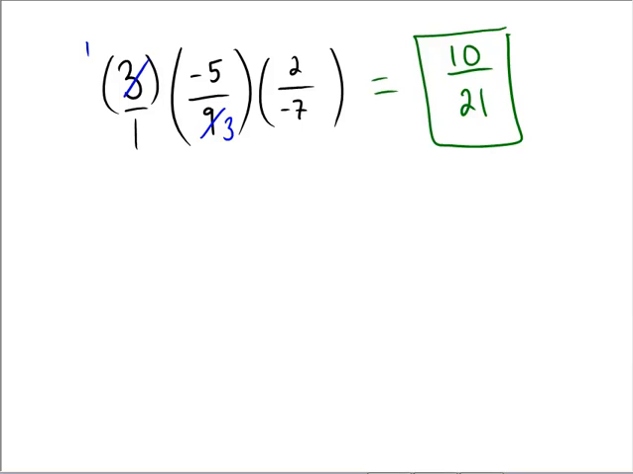Remember, since there were two negatives, and negative times negative is positive, we do anticipate a positive result here. This will be a positive 10/21.